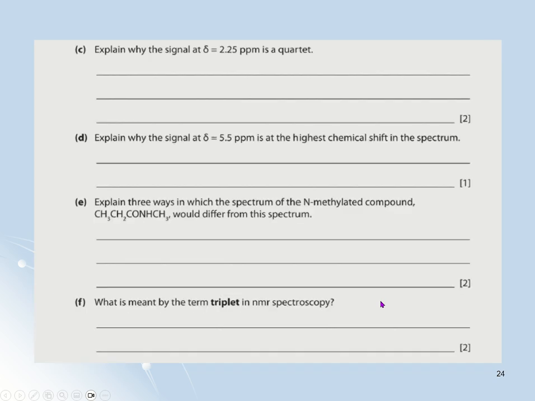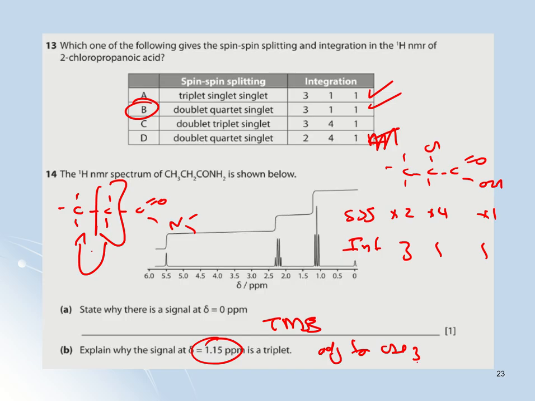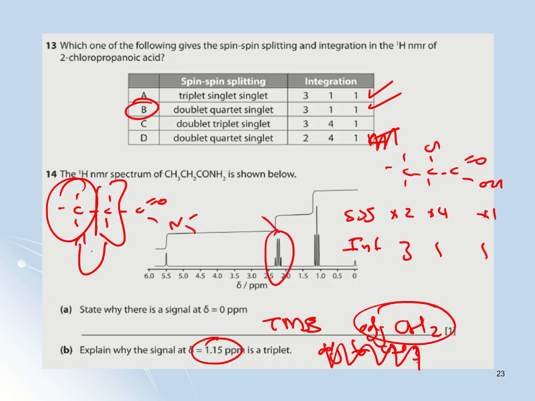Explain why the signal at 2.25 is a quartet. Sorry, that was wrong. That last one was my mistake. Apologies. Ignore that. The triplet is a CH3 adjacent to a CH2, of course. I got that the wrong way around. The answer I just gave for B is actually the answer to the next one. It says, why is this one a quartet? And that's because it is a CH2 adjacent to CH3.